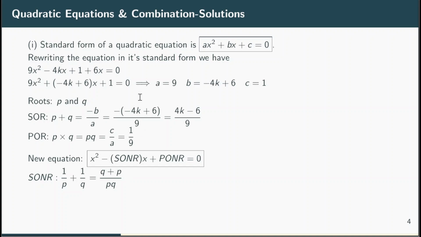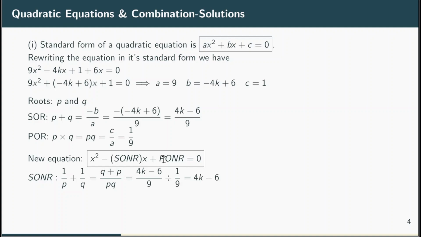So I can come back to this, since the roots were symmetrical, and I will see that the sum of the roots p plus q was this expression, 4k minus 6 divided by 9, and the product of the roots pq was 1 over 9. So I'll be having 4k minus 6 over 9 divided by 1 over 9. I'll take the reciprocal and the 9 cancels out, and the sum of the new roots is 4k minus 6.